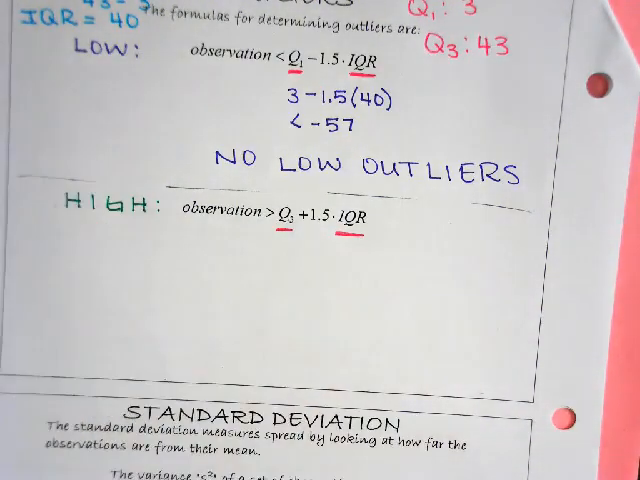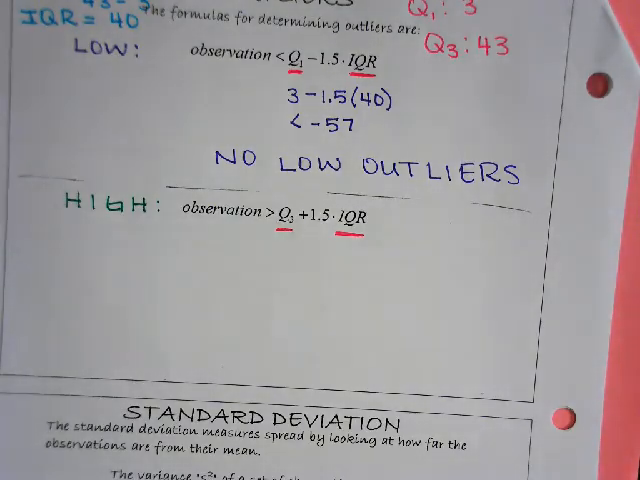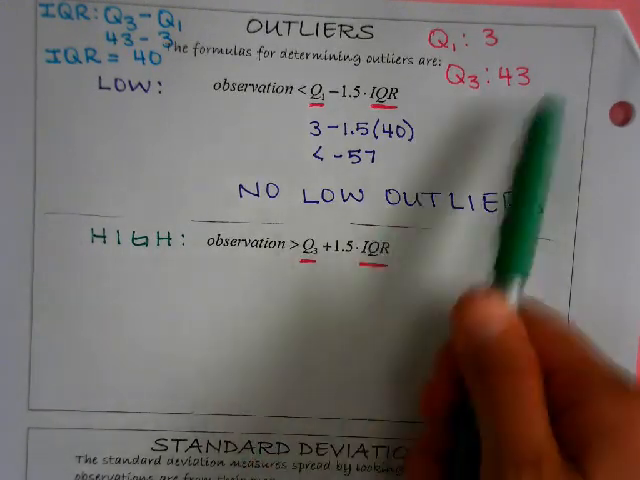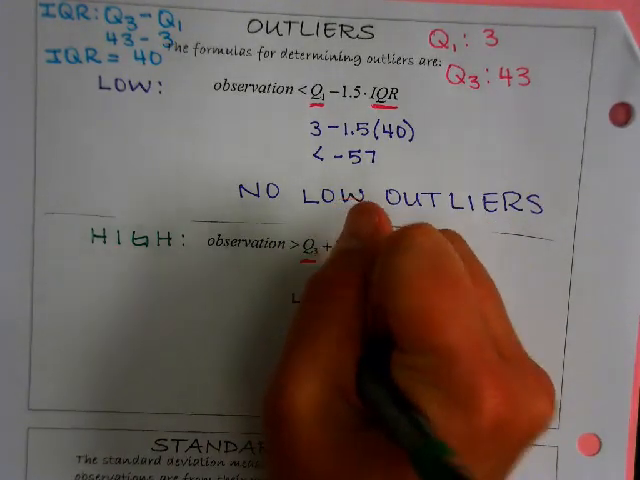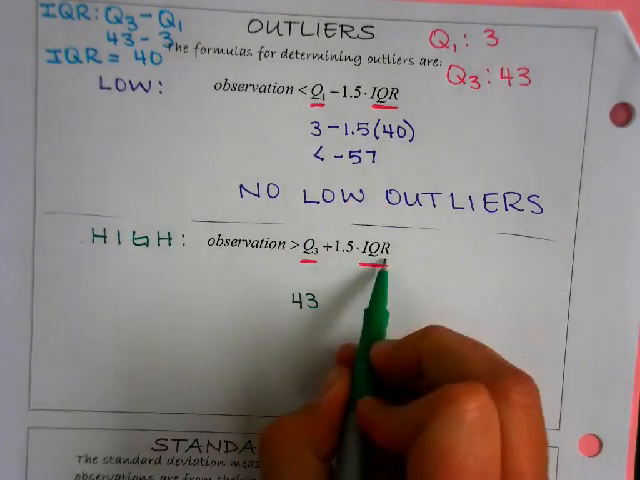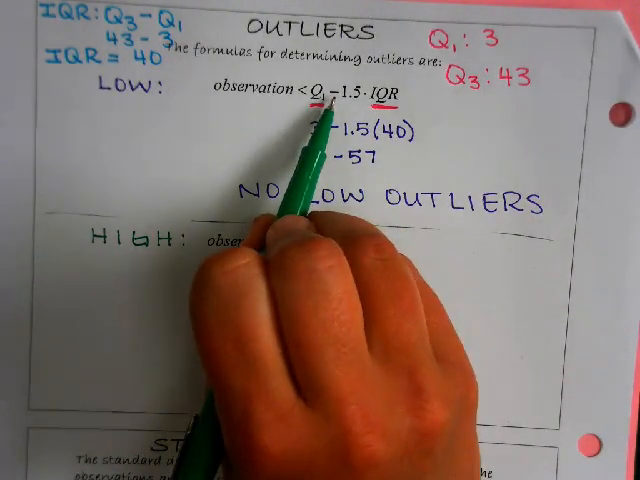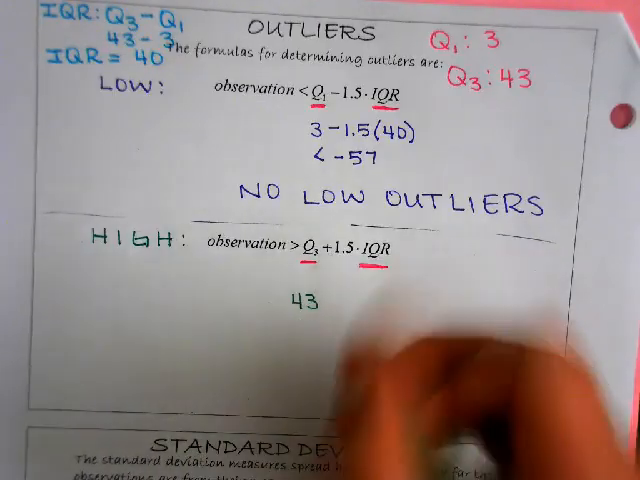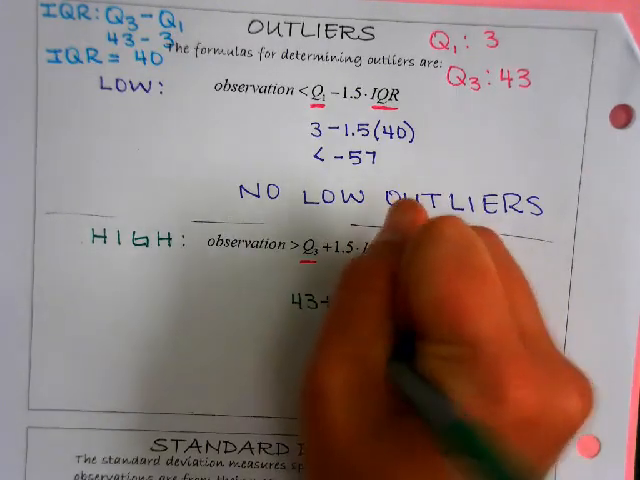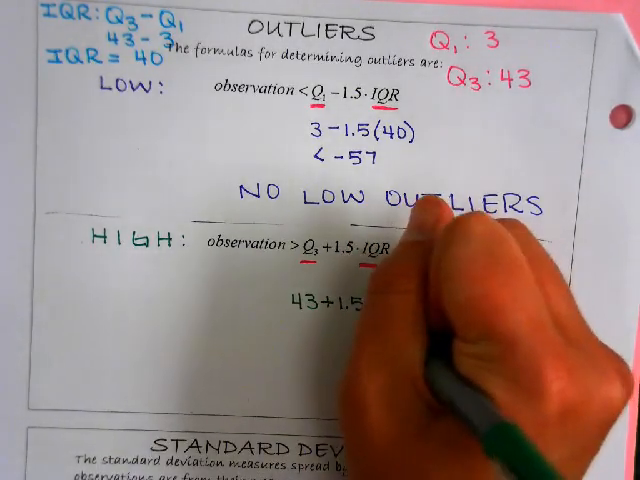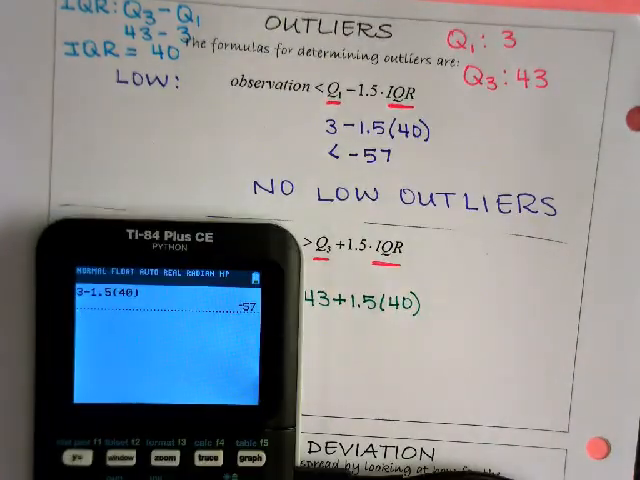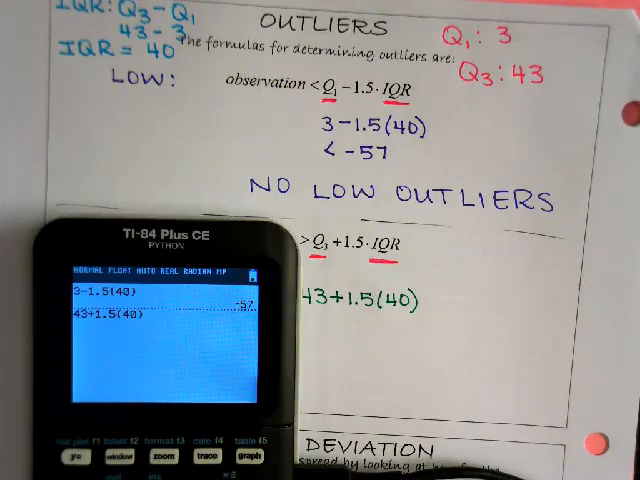Then we're going to check for high outliers. So this time we use Q3, which is 43. Still 1.5 times the IQR, but notice for low outliers, we were subtracting 1.5 times the IQR. Now we're going to add it. So we're going to do plus 1.5 times 40. And we get 103 for that one.